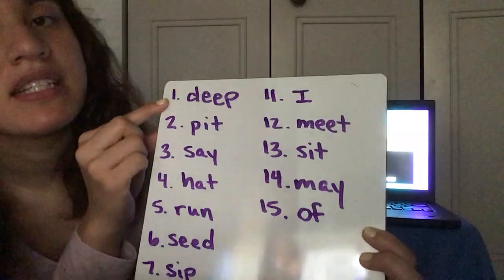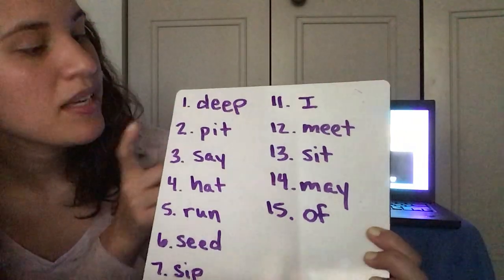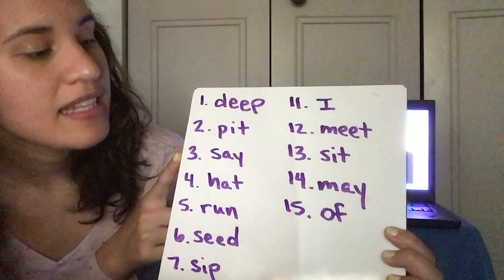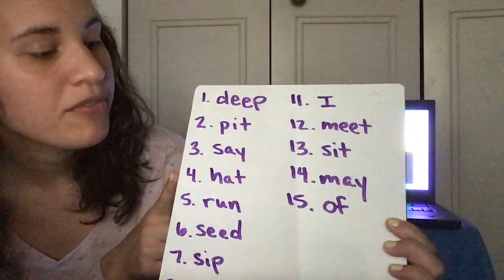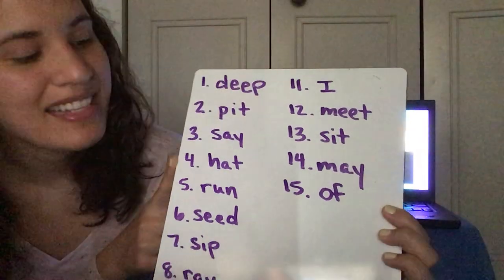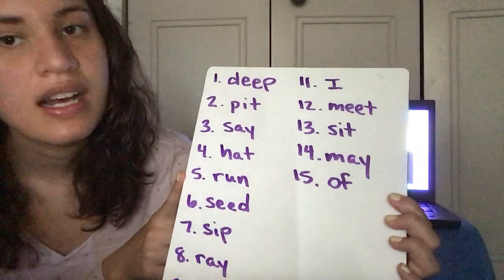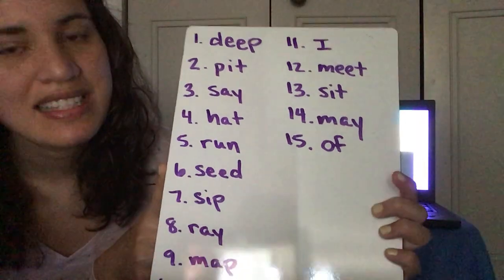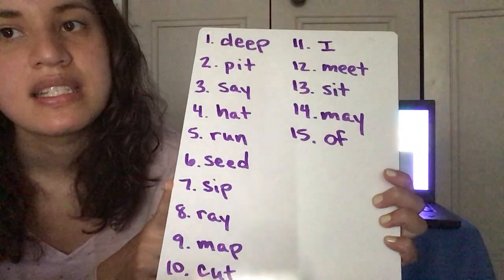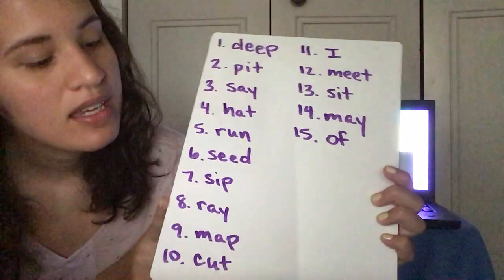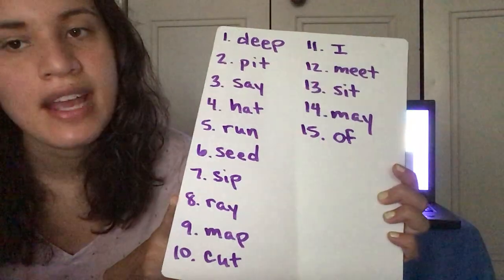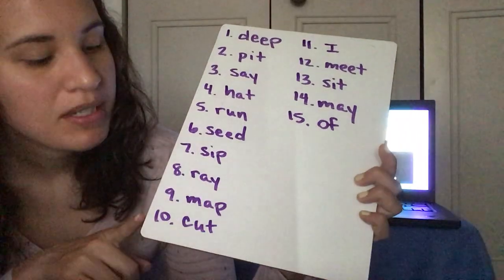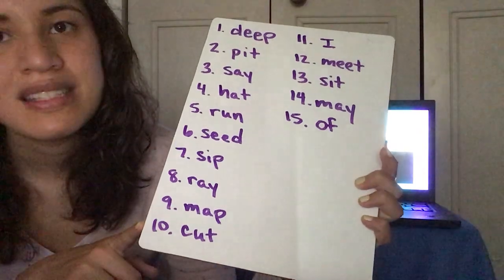Number 1, deep, D-E-P, D-E-E-P. Number 2, pit, P-I-T. Number 3, say, S-A, S-A-Y. Number 4, hat, H-A-T. Number 5, run, R-U-N. Number 6, seed, S-E-D, S-E-E-D. Number 7, sip, S-I-P. Number 8, ray, R-A, R-A-Y. Number 9, map, M-A-P. Number 10, cut, C-U-T.